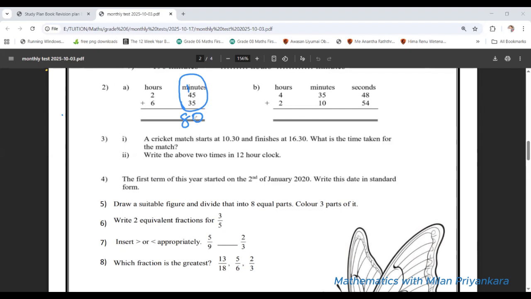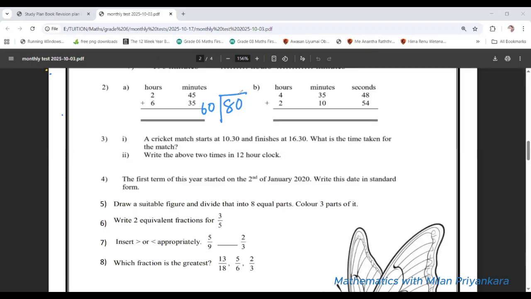No, you cannot write 80 minutes because that is greater than 60. We can take only 60 minutes, right? We can write only 59 in this minutes section. So we have 80. Let's see how many 60s are there. We have to find how many 60s are there.